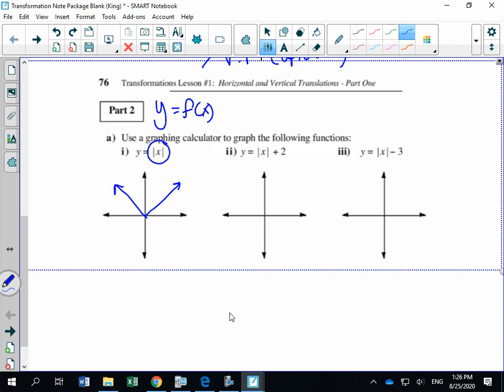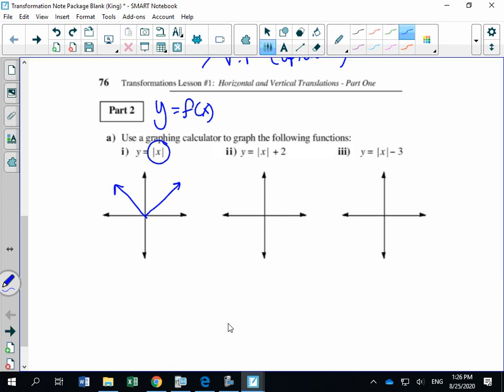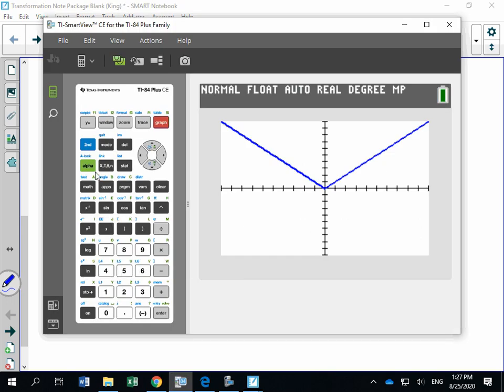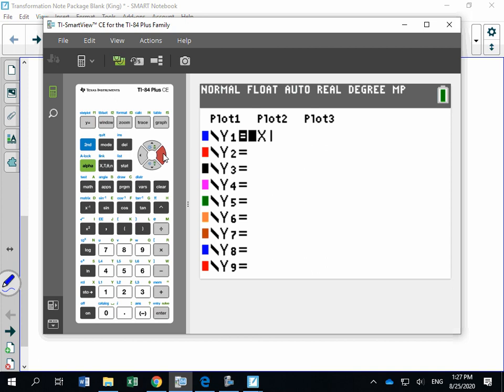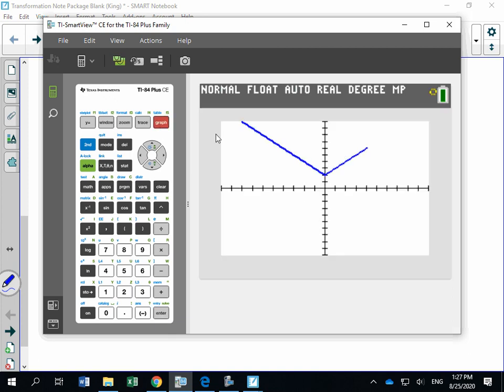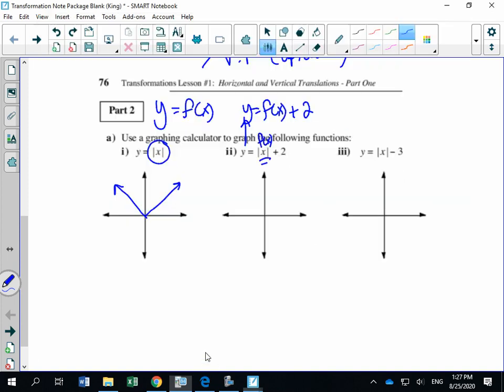So what we're going to do in this example is take our function, f of x, the absolute value of x, and add 2 to it. So what happens when we add 2 to our function? Go to y is equal to, take that absolute value of x and add 2 to it. Hit graph. Our function moved from the vertex at 0, 0 up to 0, 2.